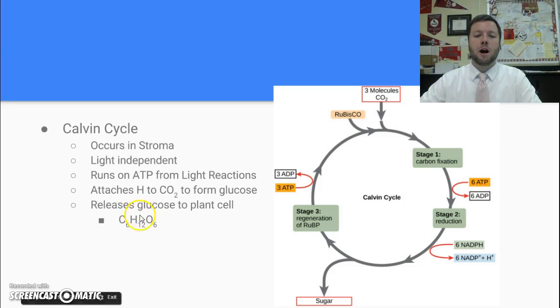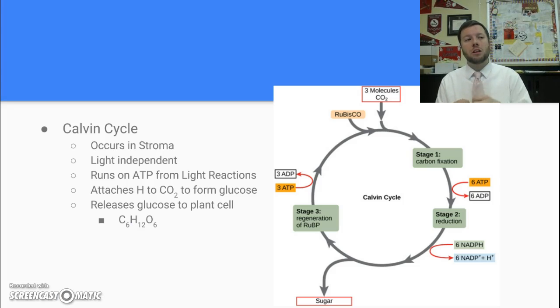So, once again, here's a carbohydrate. This carbon and the oxygen actually come from carbon dioxide. The hydrate, the H, sorry, in the middle, the hydrogen, comes from water. And then the water, the H2O, releases the O as a byproduct.